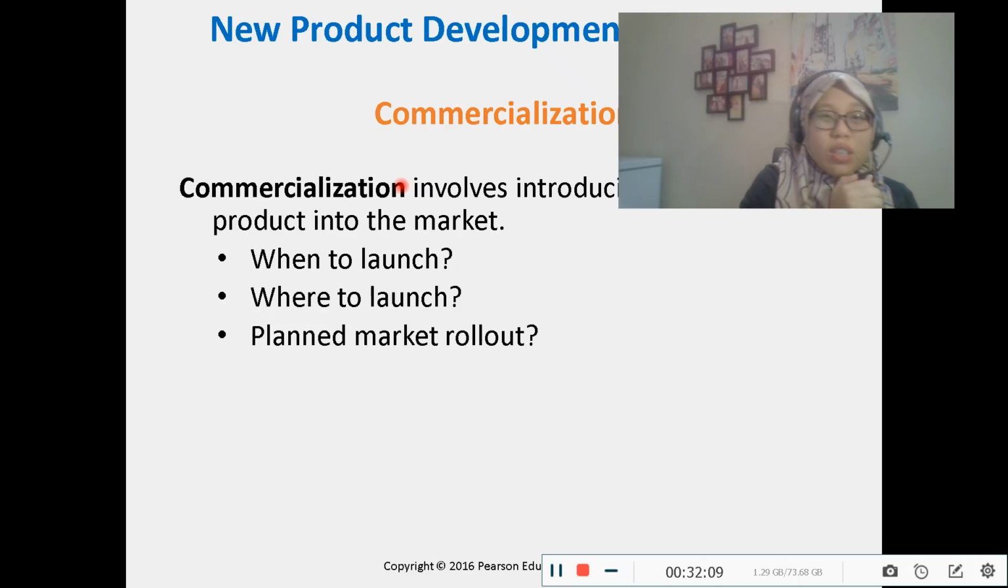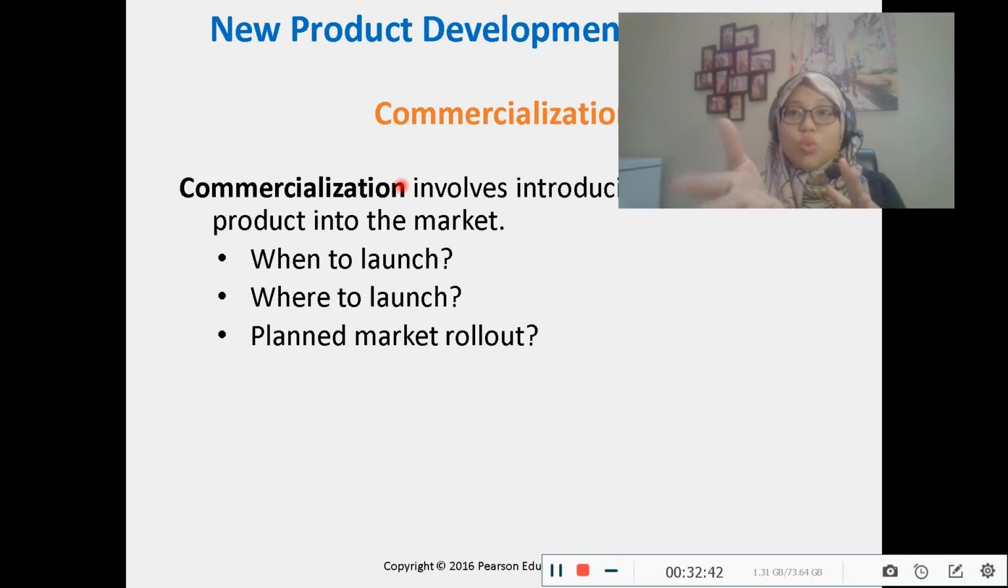Okay? So, second question, where to launch? So, you can launch whether you want to launch at specific country or you want to launch at the international market. So you need to consider all of these things, because it relates or it affects your cost, it affects the timing. Okay, so these are the things that you need to look into. And the last one, planned market rollout. Planned market rollout ni maksudnya bila lah awak nak launch kan. Okay, how do you want to launch it?